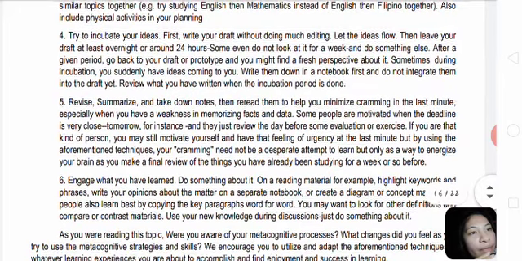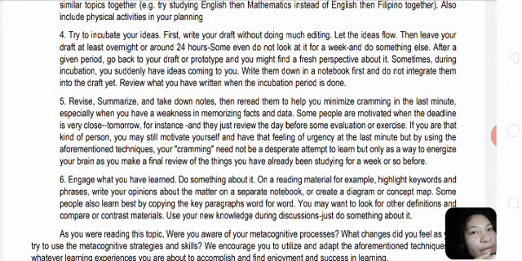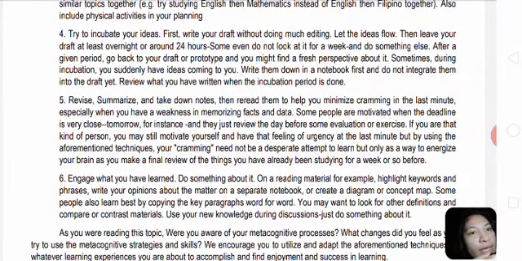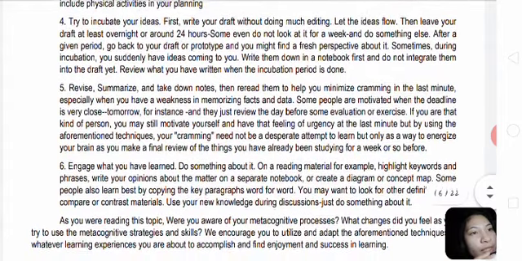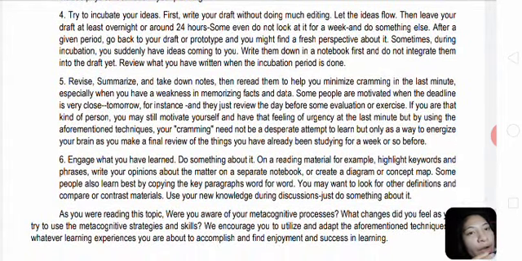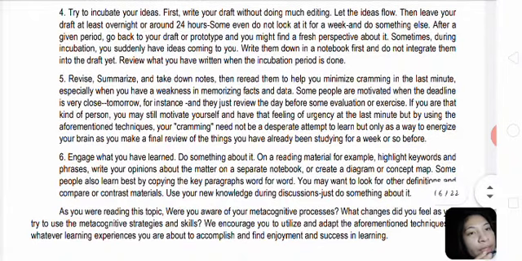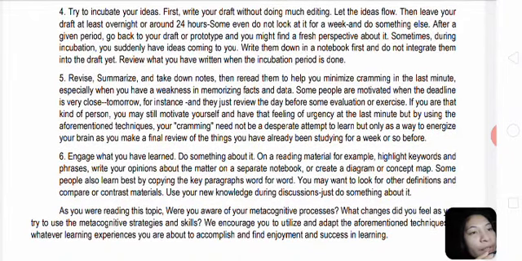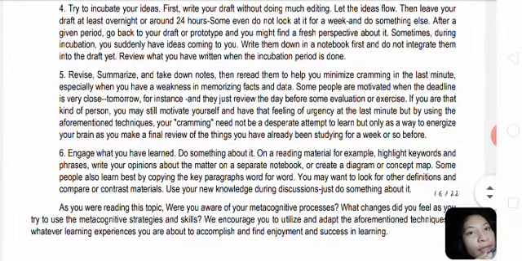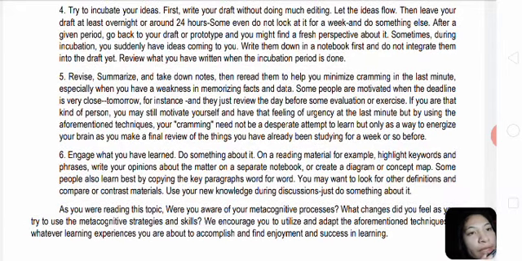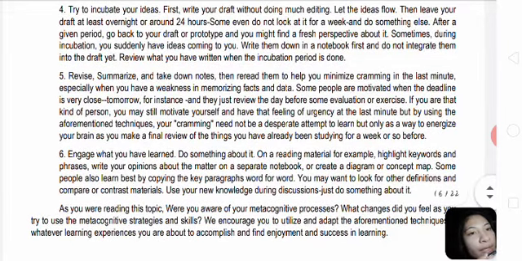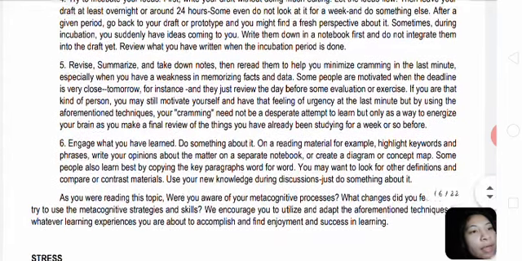Then reread them to help you minimize cramming at the last minute, especially when you have a weakness in memorizing facts and data. Some people are motivated when the deadline is very close, for instance, and they just review the day before some evaluation and exercise. If you are that kind of person, you may still motivate yourself and have that feeling of urgency at the last time, but by using the aforementioned techniques. Your cramming need not be a desperate attempt to learn but only a way to energize your brain as you make a final review of the things you have already been studying for a week or so before.